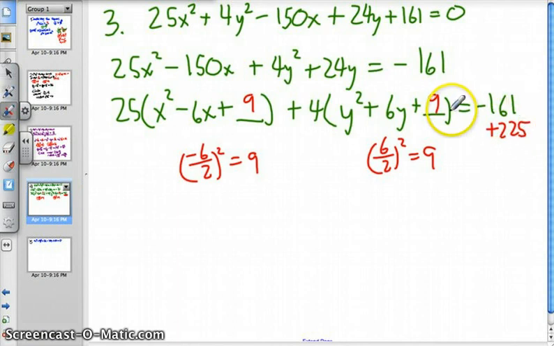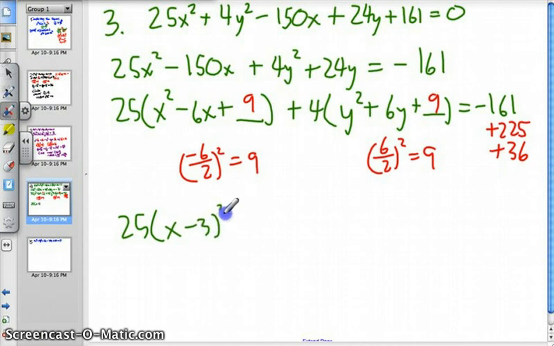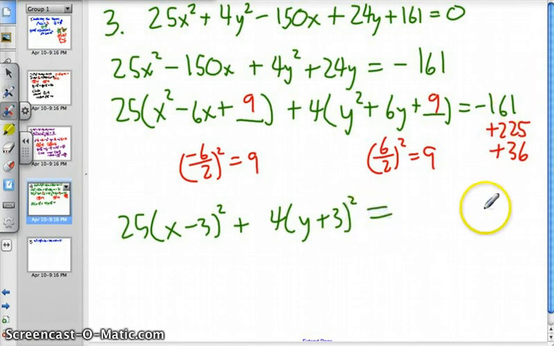And the same thing applies here. I'm not just adding 9, I'm adding 4 times 9. So that's going to be a plus 36 over there. So now when I write this all out, I have 25 times, and now I can factor this to x minus 3 squared, 4 times y plus 3 squared, and this all adds up to 100.